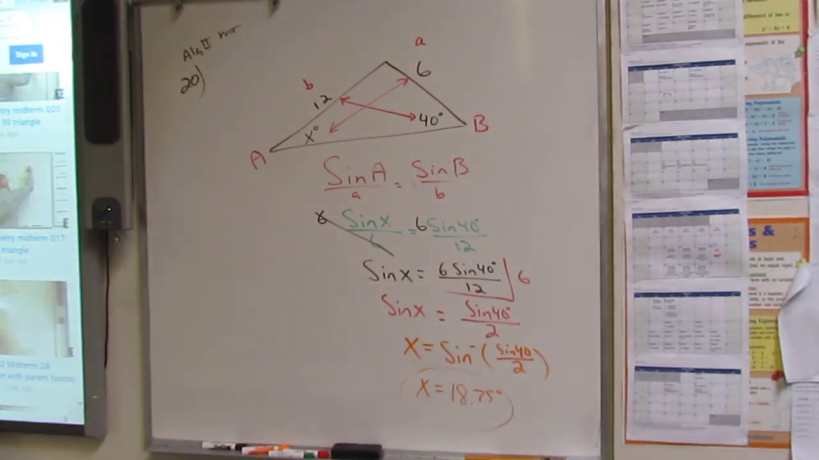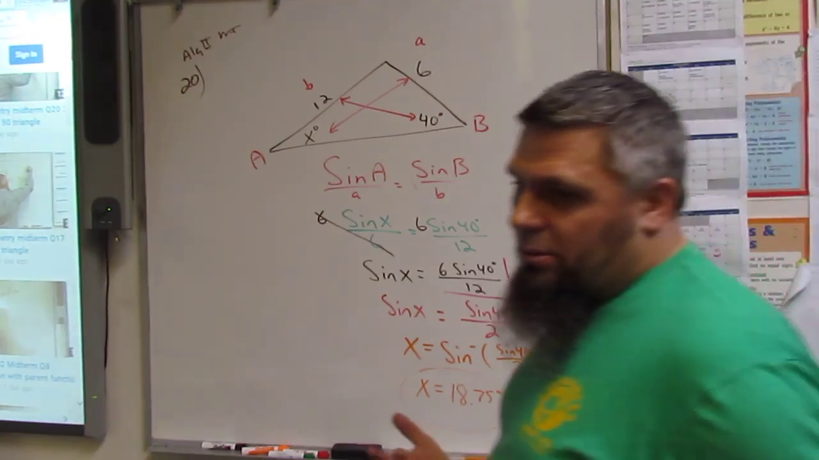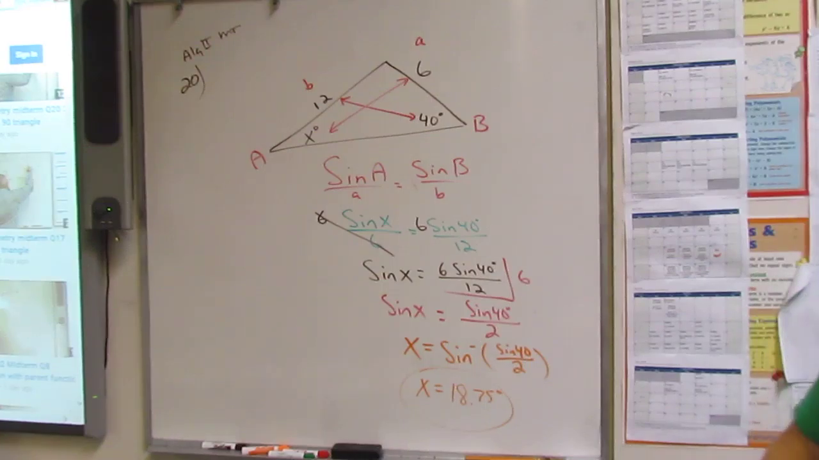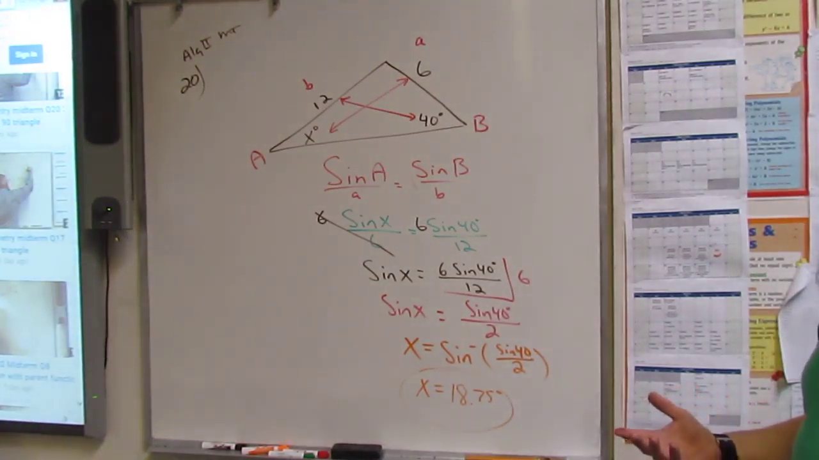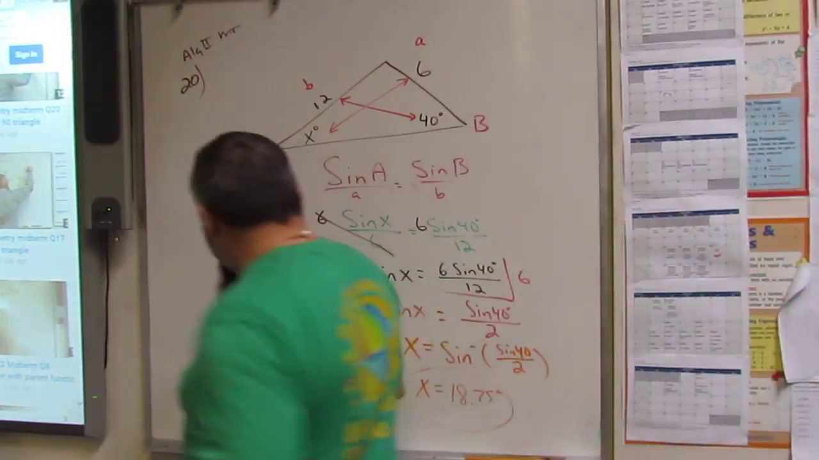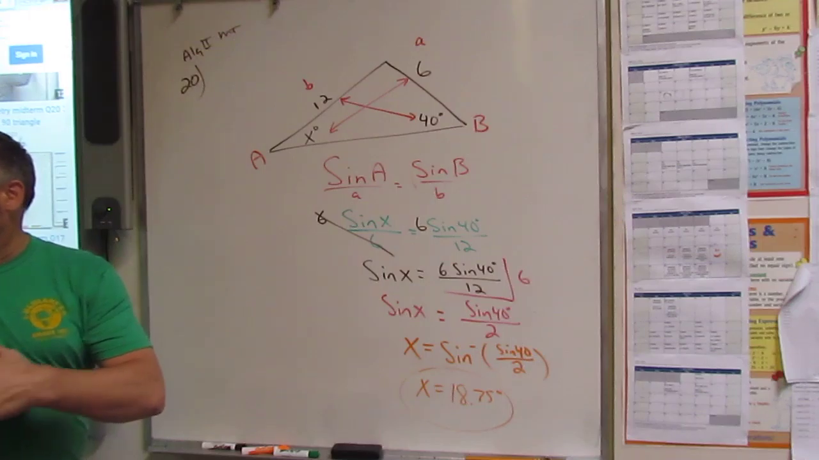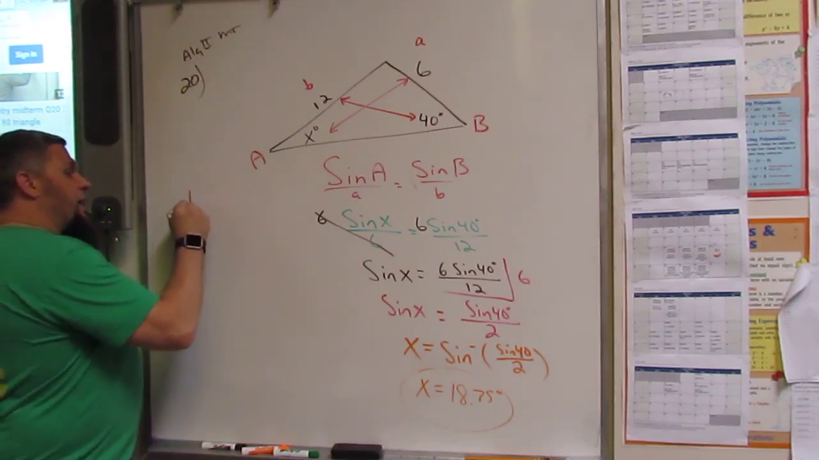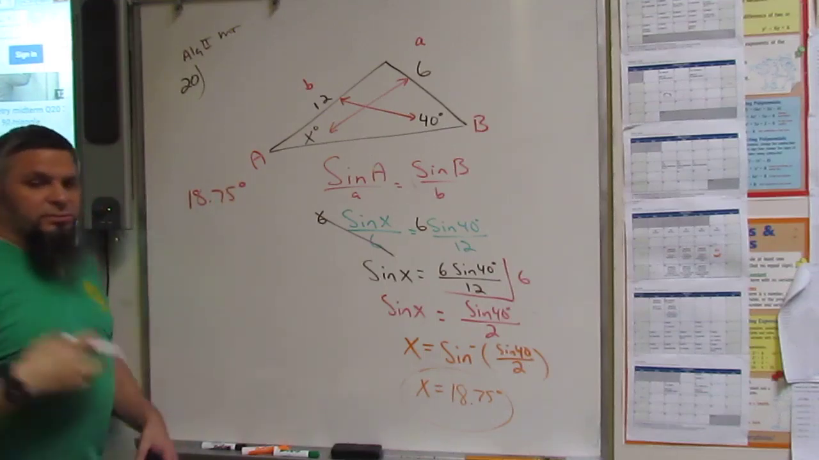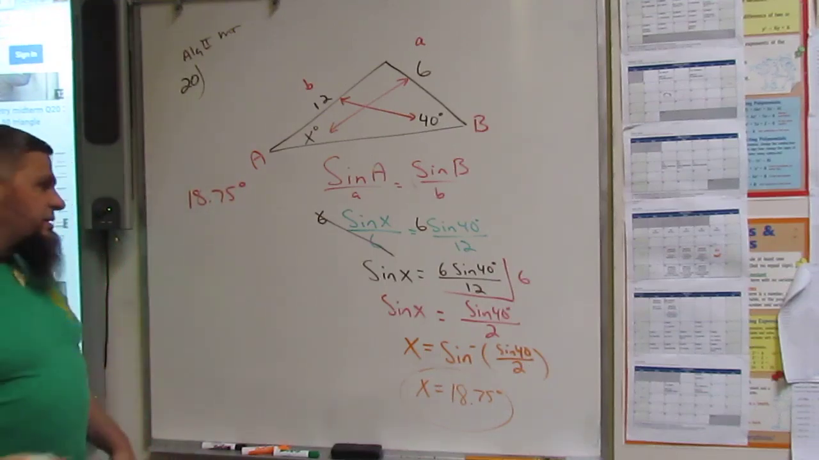Now, let's go ahead and take that a step further, right? So if you wanted to find the minutes and seconds, right? Let's just use 18.75, okay? And that will be extra credit on the test. So 18.75 degrees, and we're going to turn that into degrees, minutes, and seconds.